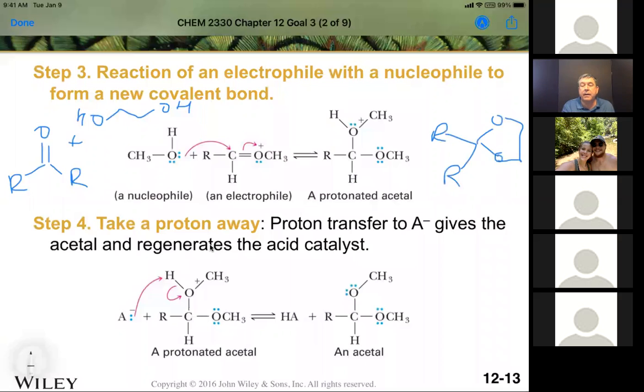You can reduce down. You can do all sorts of things because you've taken away that partially positive carbon. So that's a good way to, quote, protect our group or give us an ability to do other reactions.